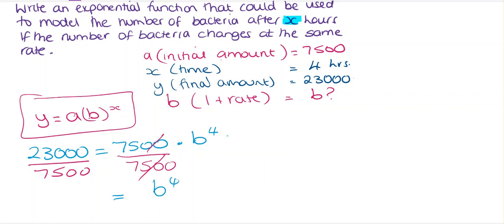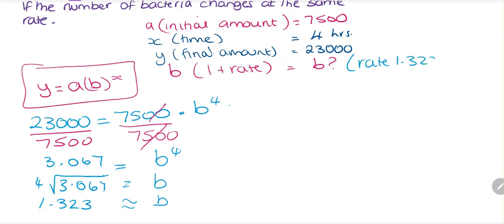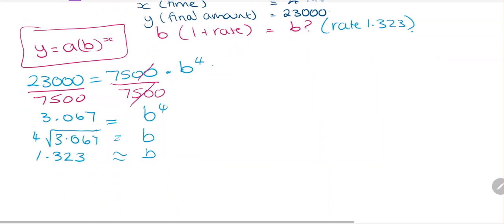So this will simplify, and we'll have B to the 4 is equal to, so we've got 3.06666, so I'm going to just round that. So 3.067, and we need to take the fourth root. So B will be the fourth root of our answer. So I'm not rounding that in my calculator. So that will be approximately 1.323. So this is going to be our rate here. Our rate, 1.323. So now I can use this information and put it into our equation.